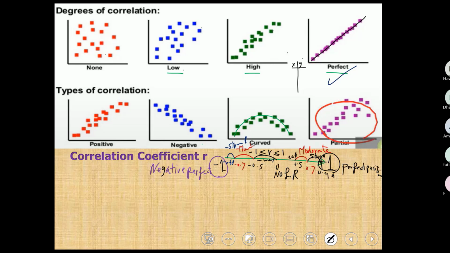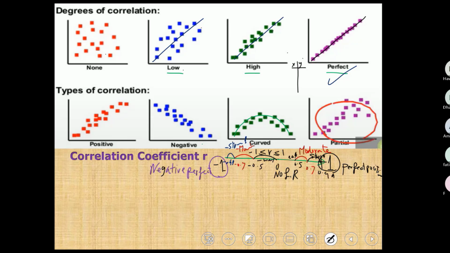But here you can say low, because if you have a line, you have too many points outside your line, okay? But high here, because if I make a line, they are very close to the line, and the number of points below the line is exactly equal to the number of points above the line. So it's okay, quite high.